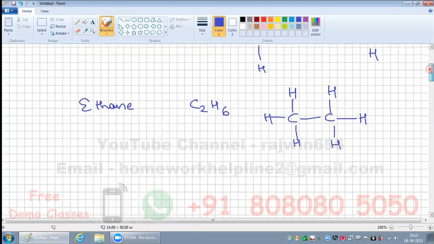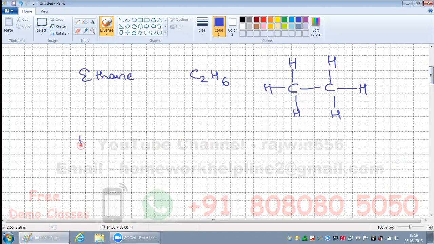Now I want you to draw the third carbon atom. The third one of this is propane. Write the. Okay, it's propane. Write the molecular formula first.